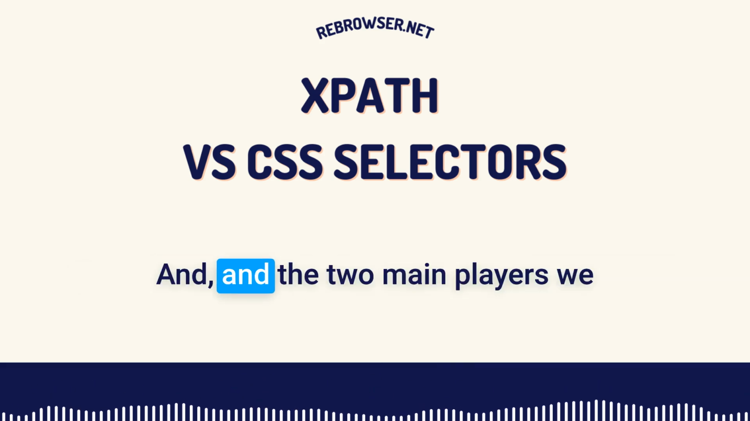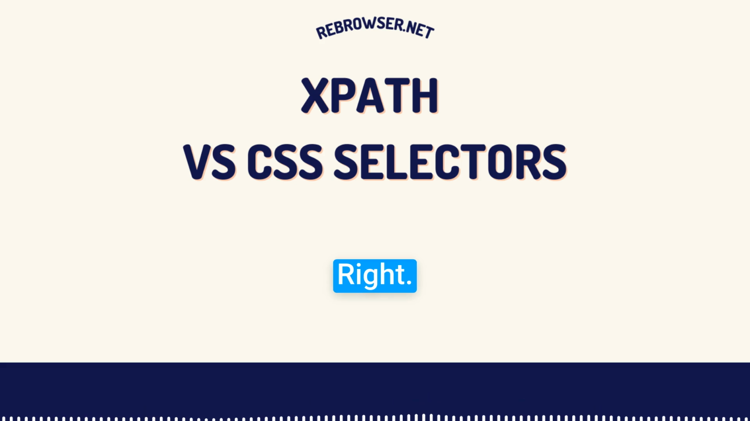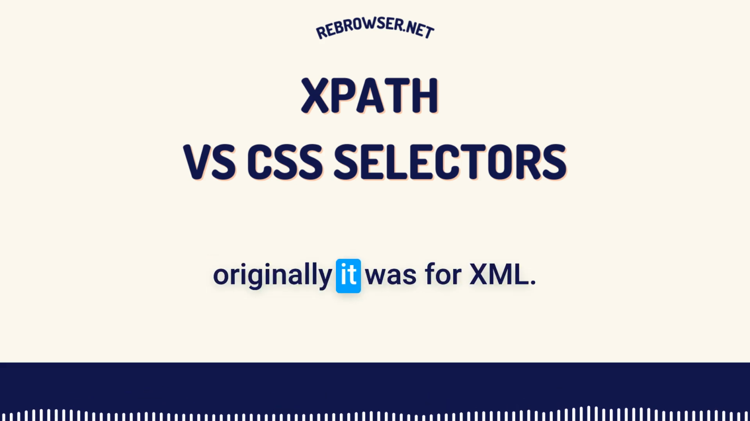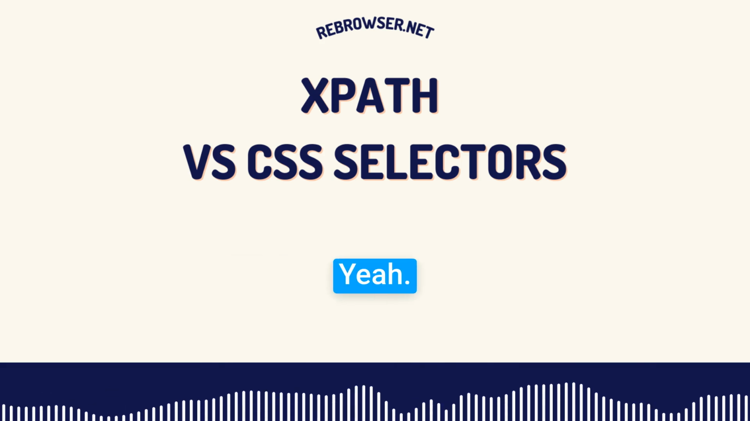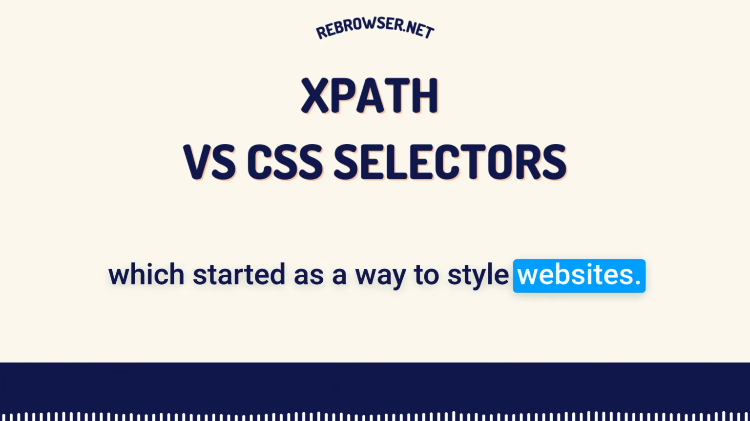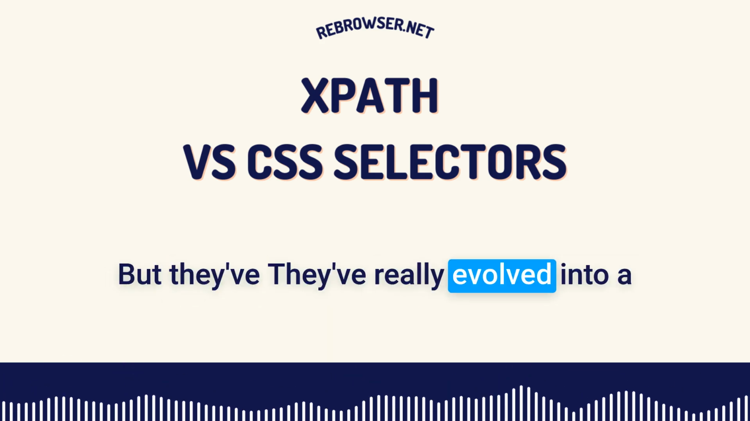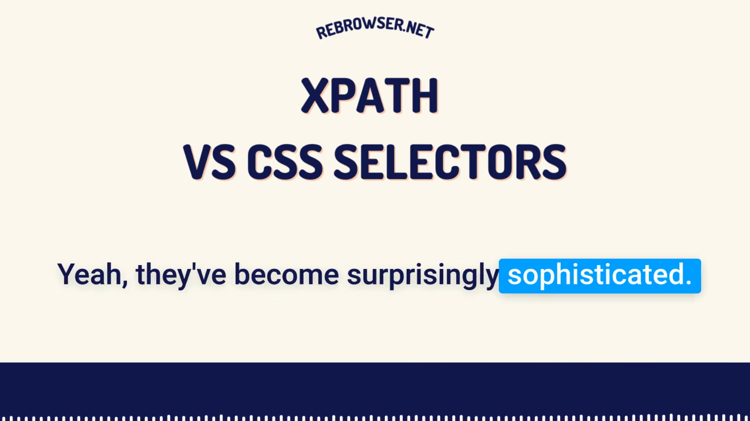And the two main players we hear about all the time are XPath and CSS selectors. Right. XPath, XML Path Language, was originally for XML, but now it's used to navigate the structure of HTML. And then you've got CSS selectors, which started as a way to style websites, but they've really evolved into a powerful way to locate elements. They've become surprisingly sophisticated.